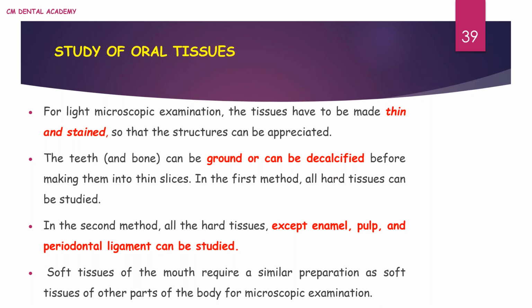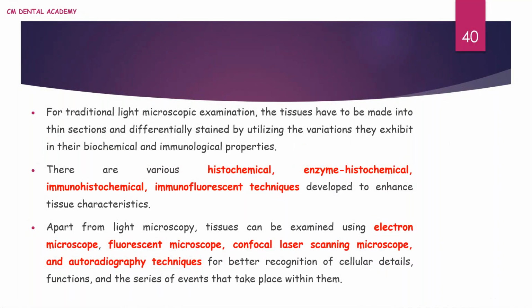Soft tissues of the mouth require similar preparation as that of the soft tissues of the other parts of the body for microscopic examination. For traditional light microscopic examination, the tissue has to be made into thin sections and differently stained by utilizing variations they exhibit in their biochemical and immunological properties.